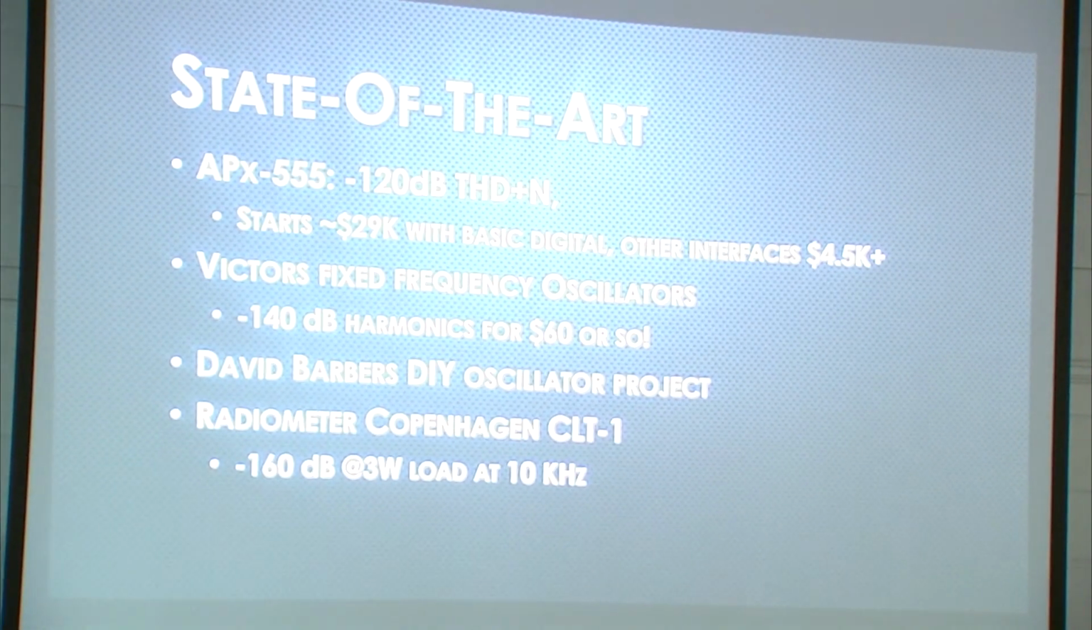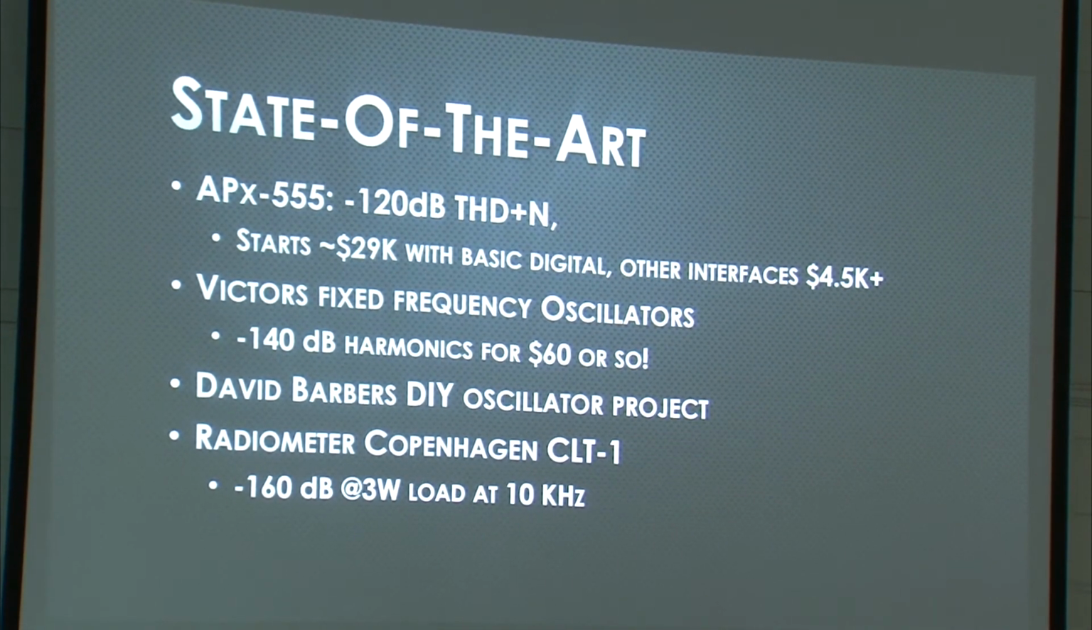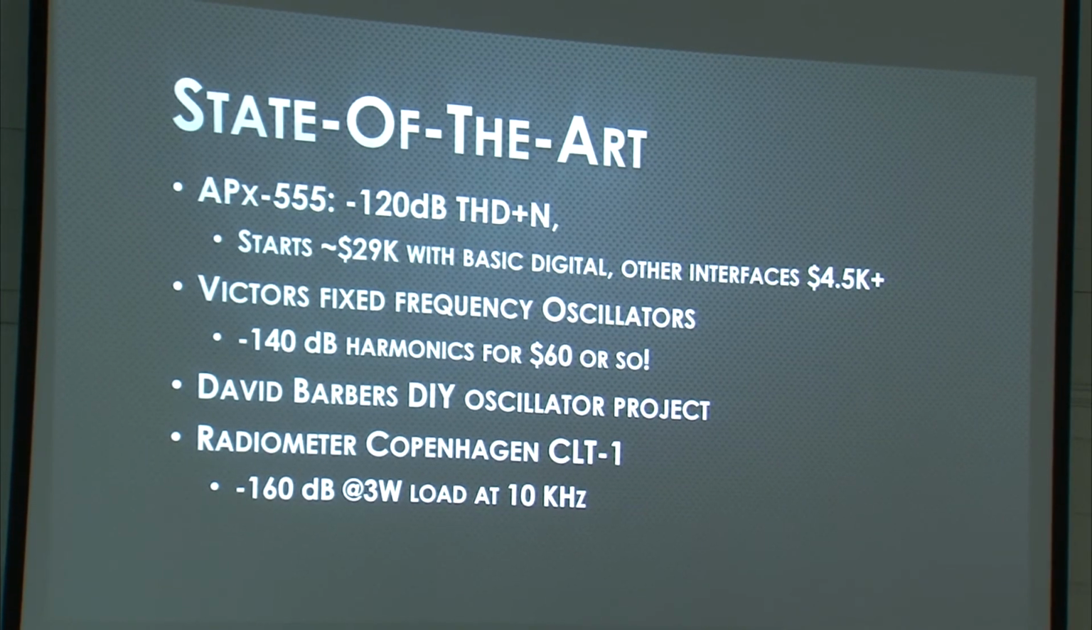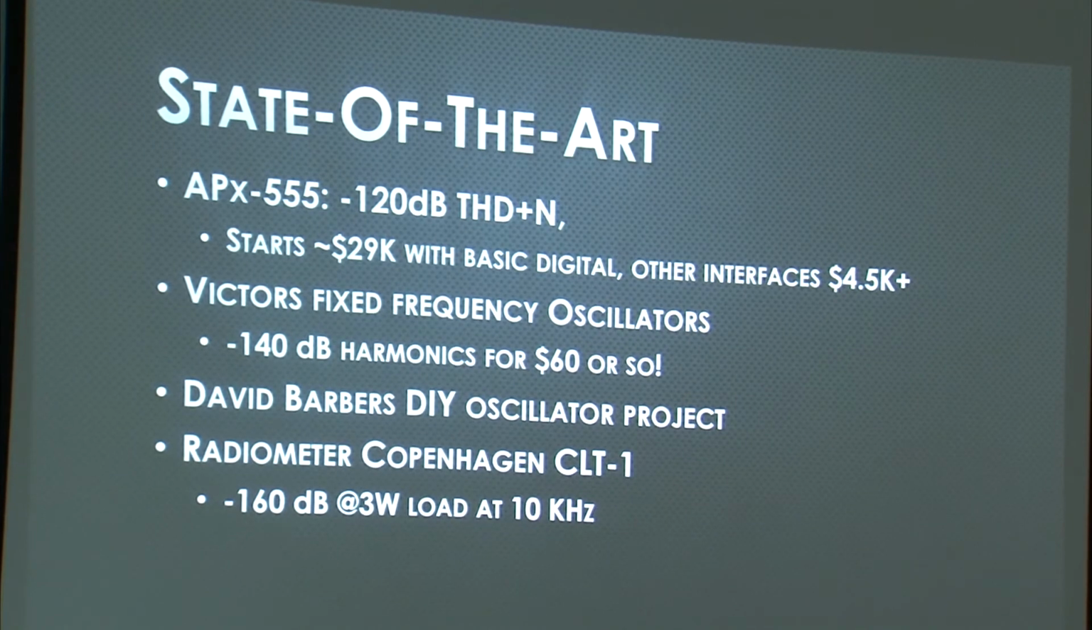Okay, and then here we talk a little bit more about the state of the art. The APX 555, a commercial product, you can buy it. It can hit this almost magical number of 120 dB THD plus N. That means the noise is really low and the harmonics are largely non-existent. That is good enough to test all but the most exotic electronic designs. There's pretty much nothing made that it can't find the problems with. But it's expensive, and really to use it, you're not spending just $29K.